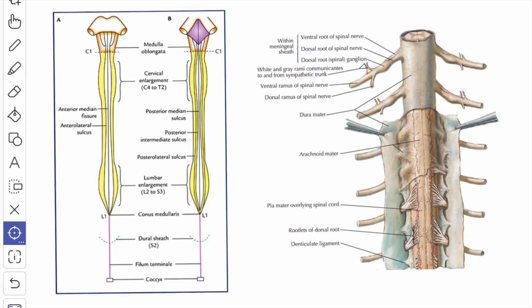When you see the pia mater, it is a thin, highly vascular membrane that closely invests the spinal cord and continues below the spinal cord as a thin thread-like prolongation that is known as the filum terminale.